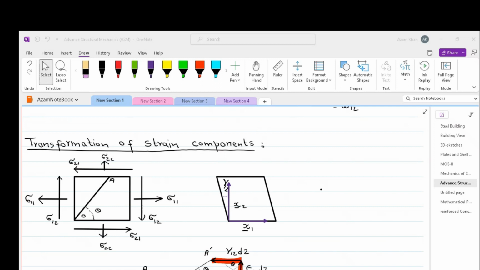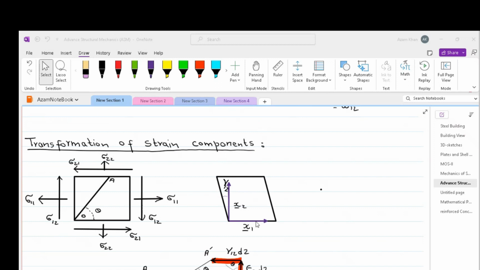The element is subjected to a general state of plane stress. The reason we are calling it plane stress is because we are ignoring the stresses in the third dimension. The normal stresses are assumed to be tensile and they elongate the element in x1 and x2 direction, whereas the shearing stresses distort the element through the shear strain gamma 12 as shown in this figure.